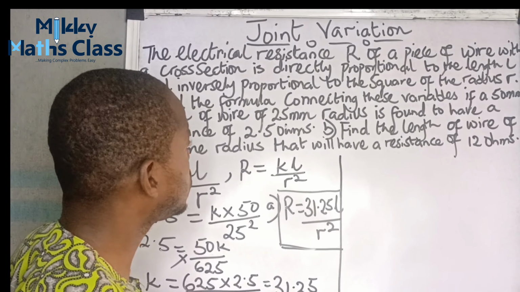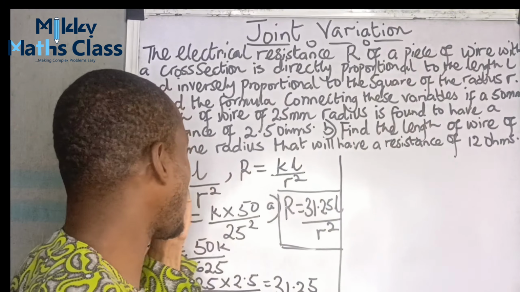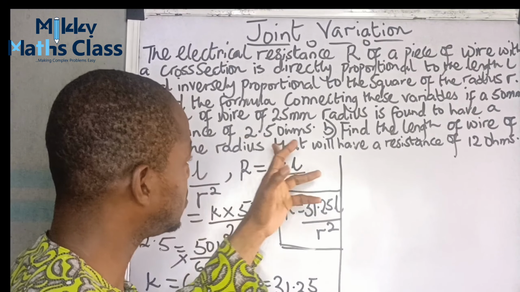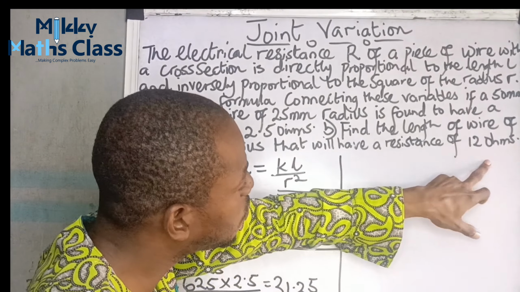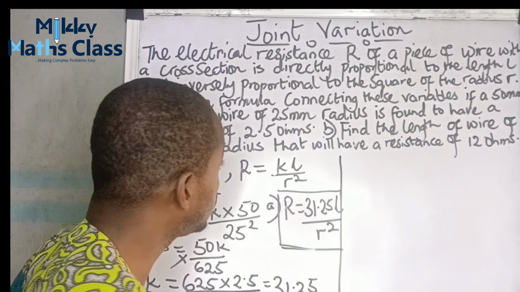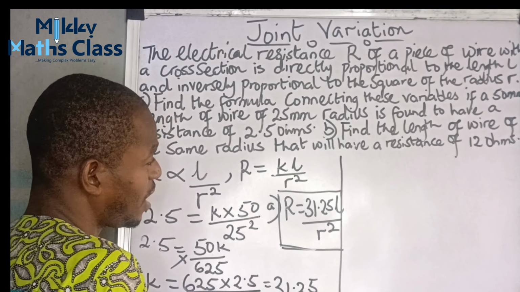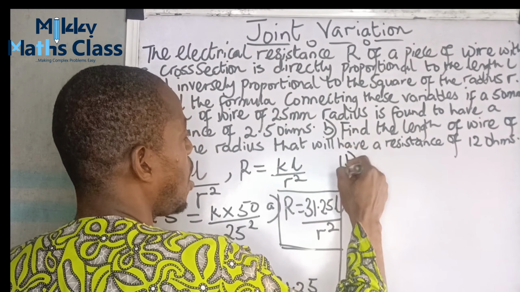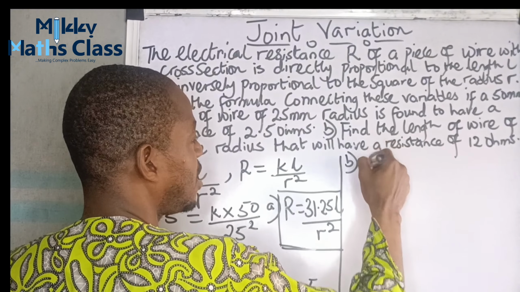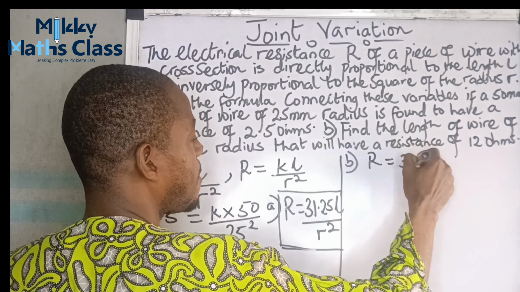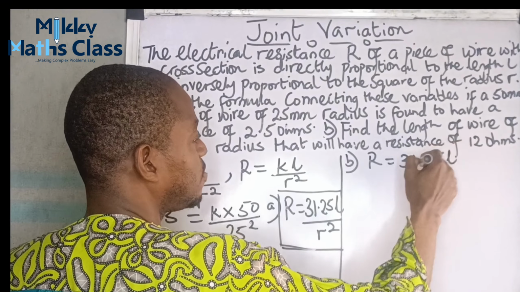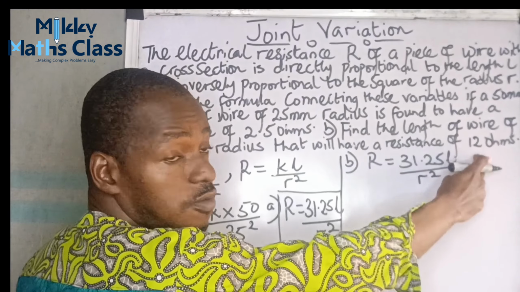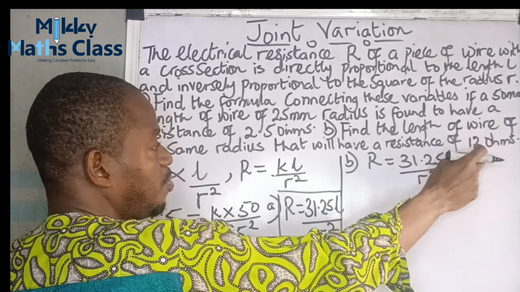Now the second one says find the length of the wire of the same radius that has a resistance of 12 ohms. So straight up, we are to find the length of this wire. This is the formula connecting them. So for B, we can rewrite it: R equals 31.25 times the length over R squared. So our R is 12. So wherever we see our resistance, we put 12.